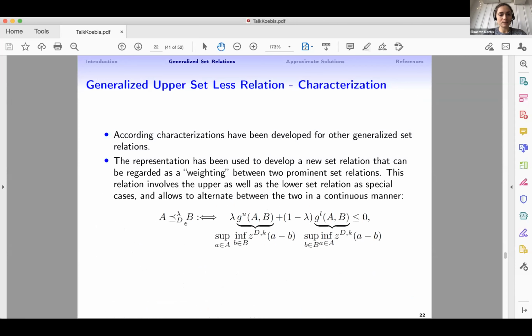So here we have said that A is better than a set B if some parameter lambda multiplied by this value, and this is just the value that was given in our theory, plus 1 minus lambda multiplied by this value. Now this here looks similar, but the roles of the suprema and infima are just reversed in order to get a different set relation, the so-called lower set relation, which is associated with optimistic solutions of uncertain optimization problems. So if this whole value here is smaller or equal than 0, then we say that A is better than B. So our representation was used for deriving new set relations as well.